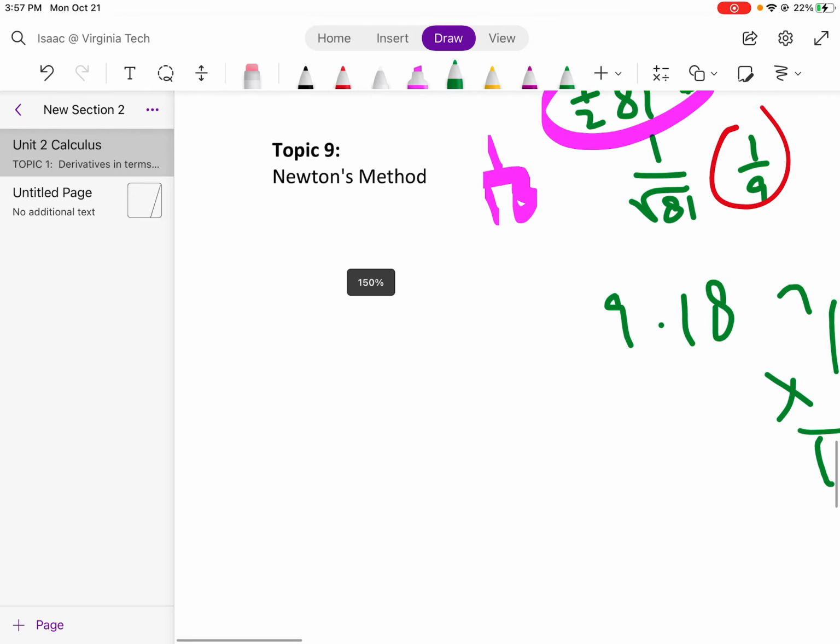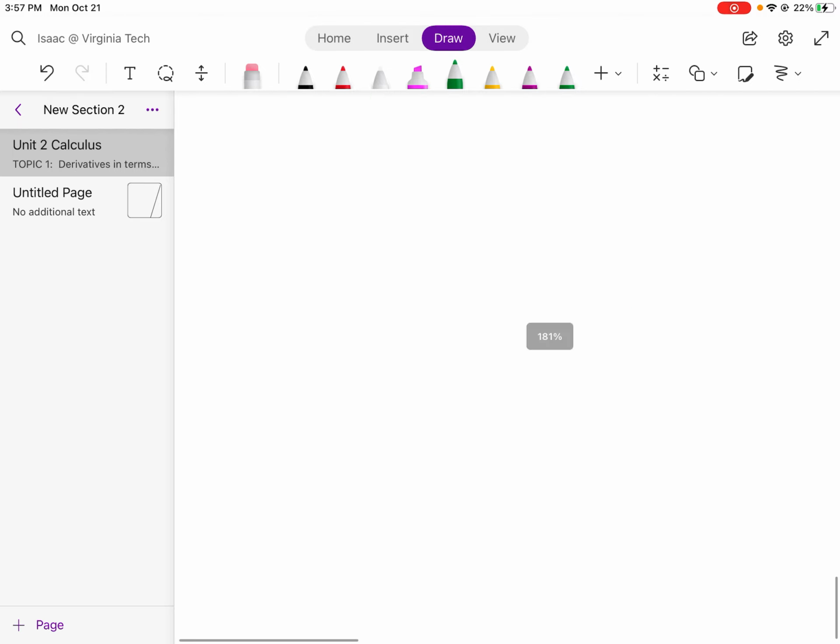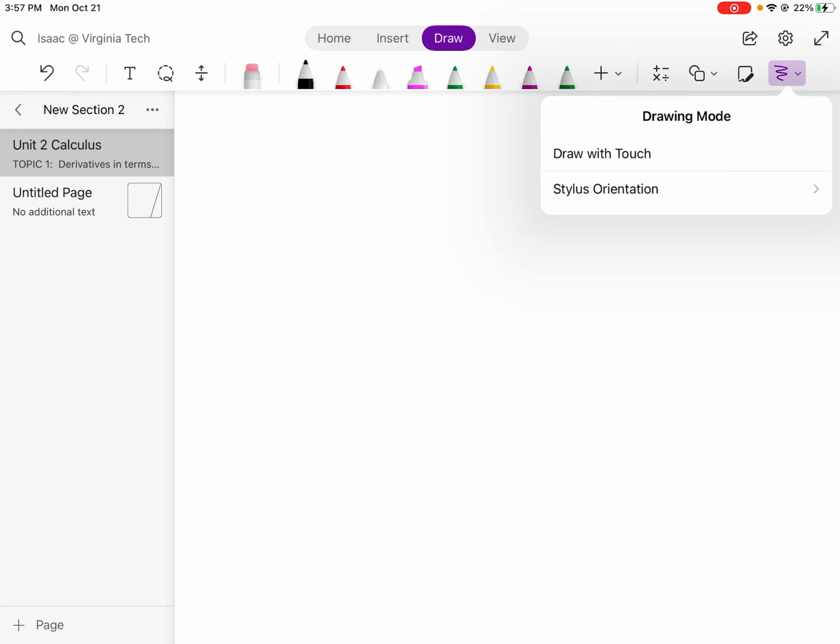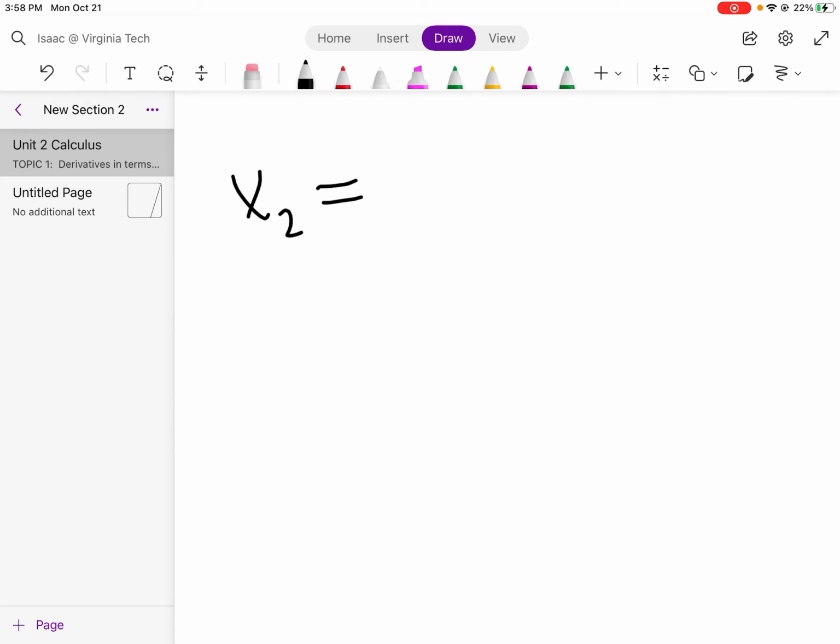Now there's another way to do it: Newton's method. Newton's method is more accurate, but it doesn't always work. So what do we do for Newton's method? Well, I have a new thing for you to memorize. Like I said, Newton's method doesn't always work. So here's the formula you need to memorize.